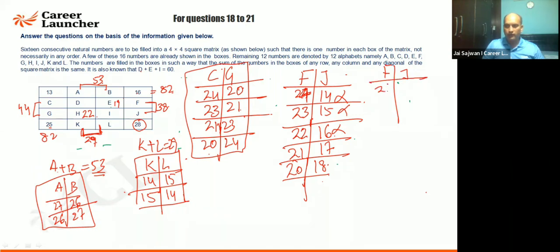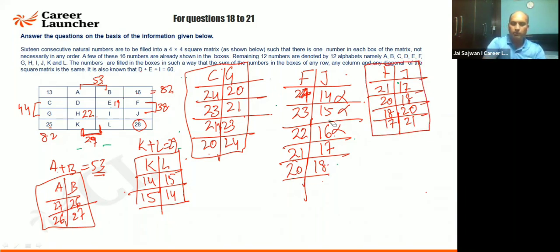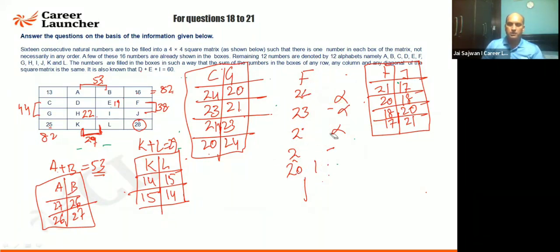FJ, it is 21, 17, 20, 18, 18, 20, 17, and 21. Fine. These are the possible values of FJ that I can take here. I believe this is clear to you. Fine. So these four possibilities are coming there. Let's do the same thing for DI.